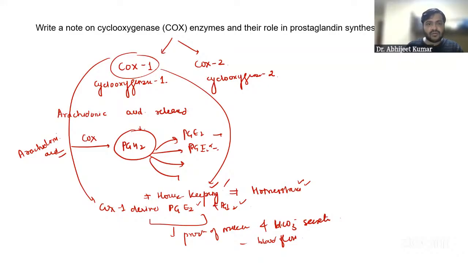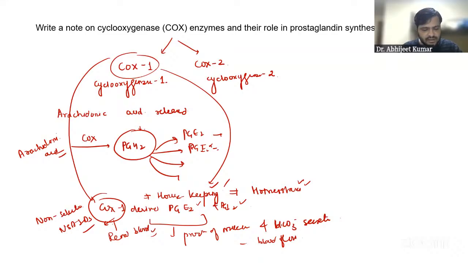Apart from that, COX-1 is also important for the non-steroidal anti-inflammatory drugs, right? Like we discussed aspirin or ibuprofen. They reduce the prostaglandin production, right? So that is again you can remember. They also help in regulating the renal blood flow, okay, trying to maintain the GFR, right?